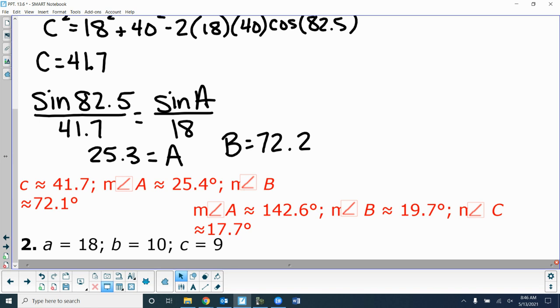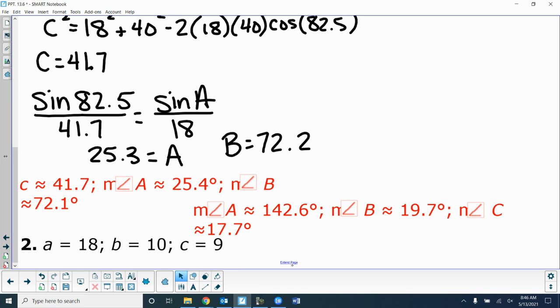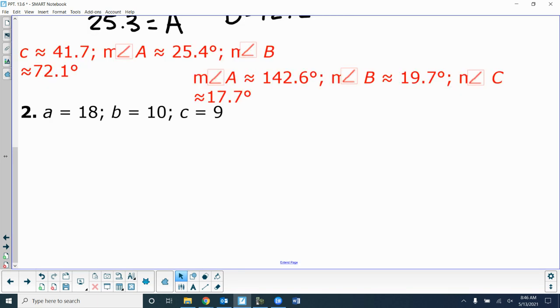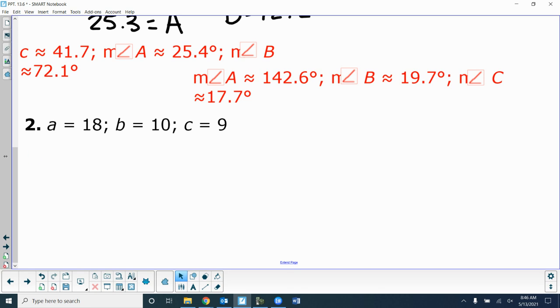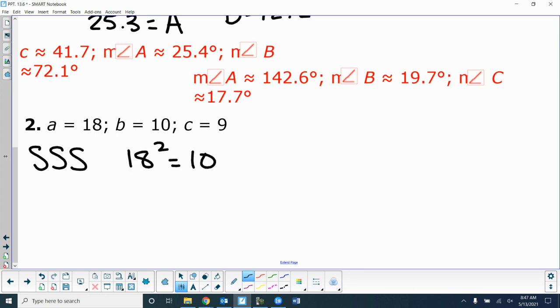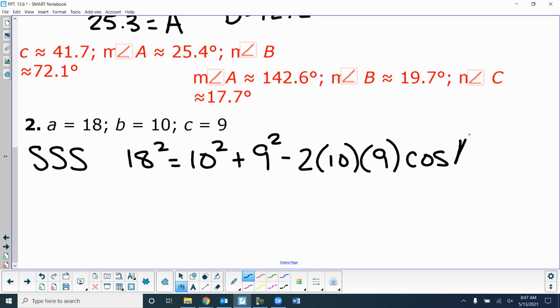All right, when we have side side side situation, what did I tell you yesterday? Which one do you find? Yeah. The largest one you have to find first. All right, so A is the biggest side, so we're going to find angle A. Okay, so we're going to go A squared equals B squared plus C squared minus 2 times B times C times the cosine of angle A.